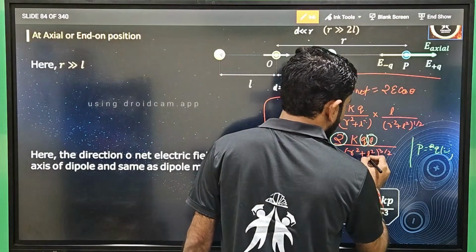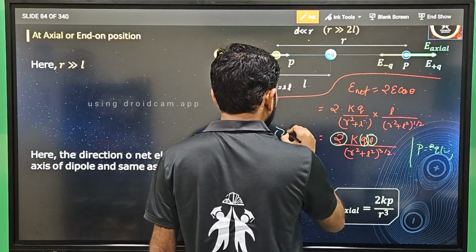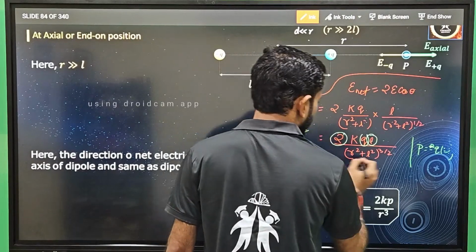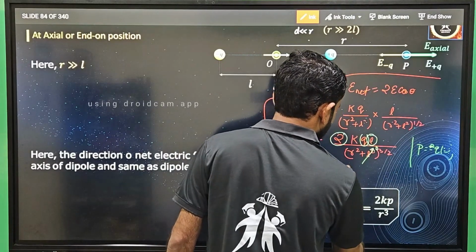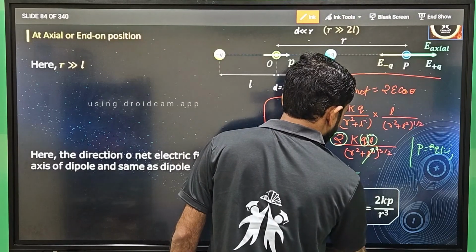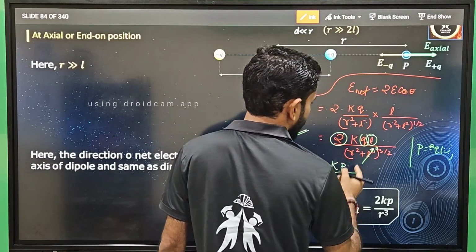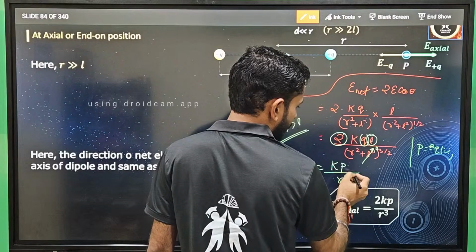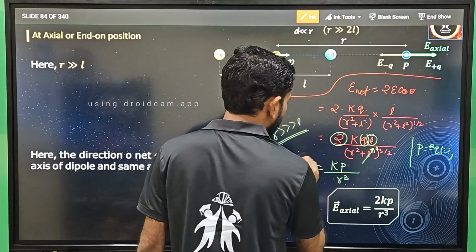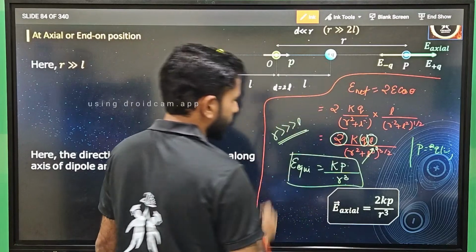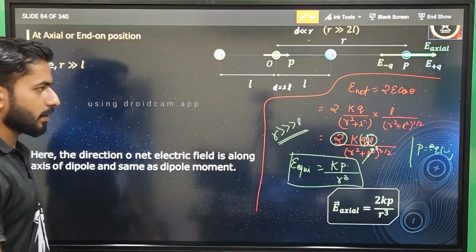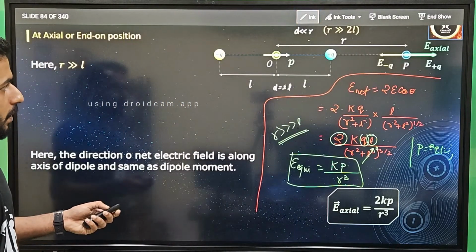And I will say that r is a lot greater than L. That means I can simply neglect this value L. Simply it will become 0. That means what is the part that is left? I can simply say Kp divided by R cubed. This will be the result that will come at the equatorial position.